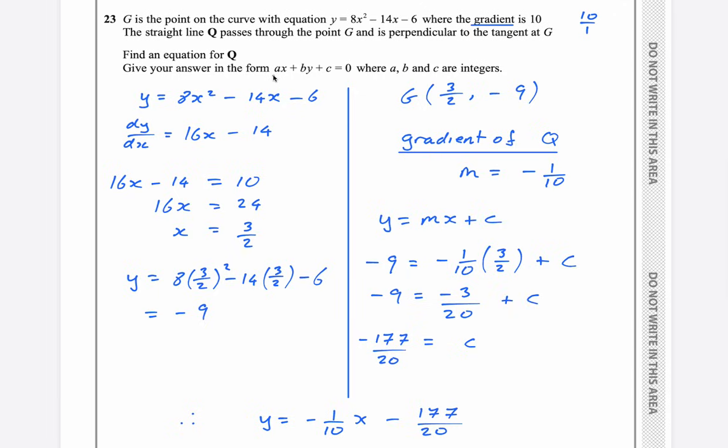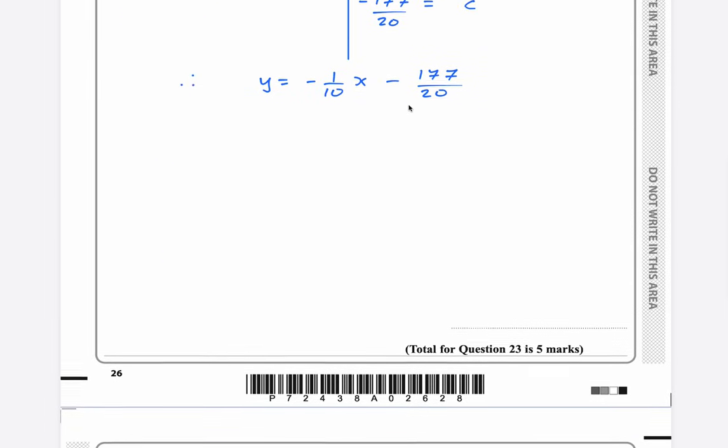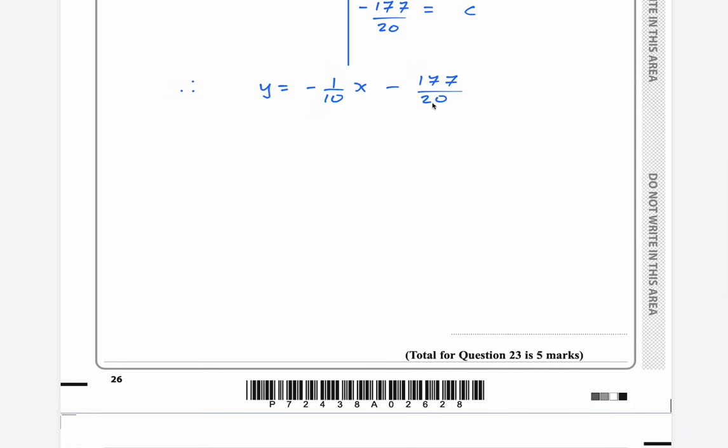Now he wants it in this form, ax plus by plus c equals 0. So I'm going to have to multiply across by 20, guys, right? That'll remove the 20 and the 10. 20 times y is 20y. 20 times this is minus 2x, because 20 divided by 10 is 2, and we have the minus. And 20 times this removes this 20, so I'm just left with minus 177. Then we need to get everything on the left, so I'm going to add the 2x, add the 20y that's already here, and then add the 177, and that is the correct answer.